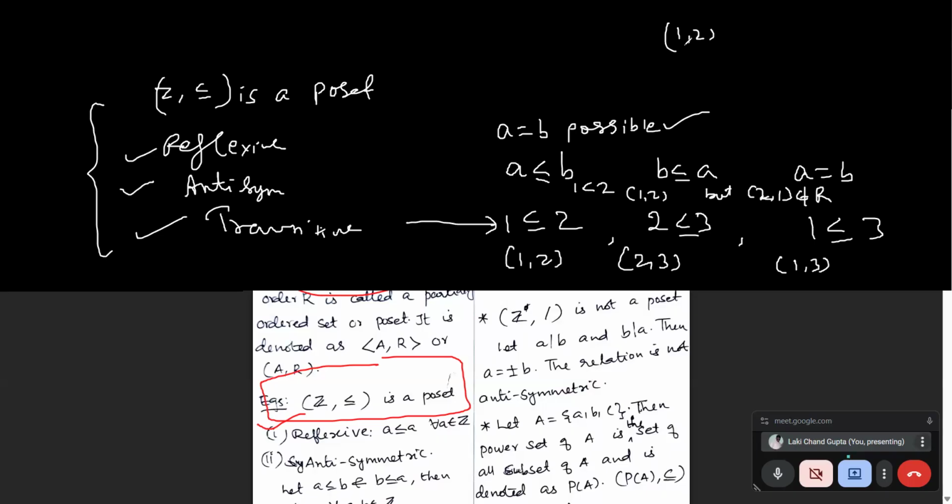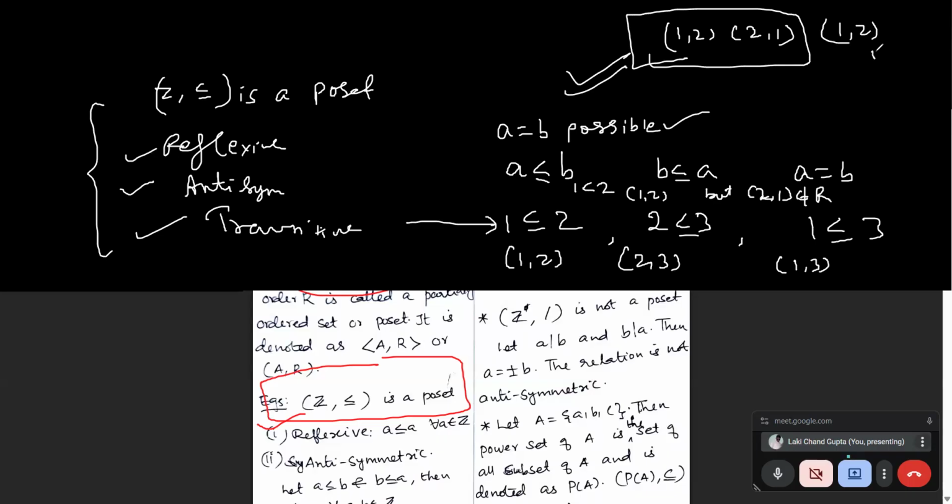For antisymmetric: 1 is related with 2, 2 is related with 1. This is symmetric, not antisymmetric. If 1 is related with 2, then 2 must not be related with 1. Okay? BA is not there. AB is there. AA and BB can also be there. Okay?